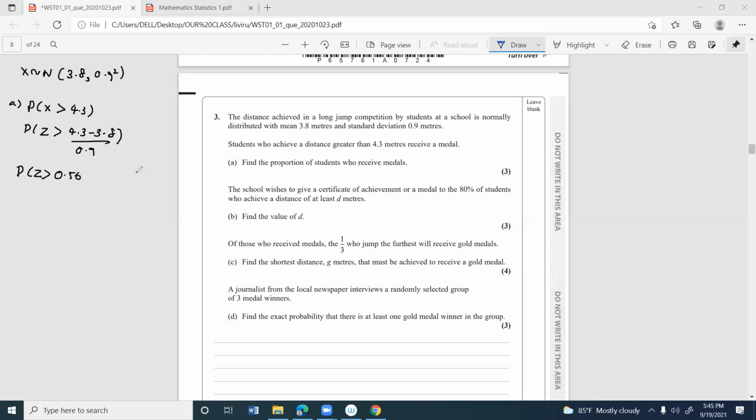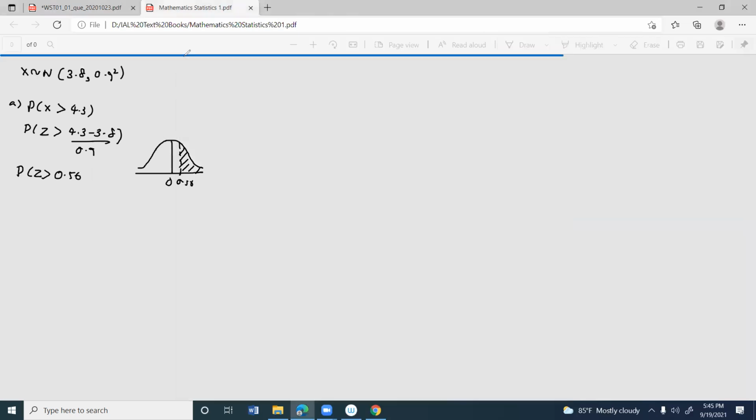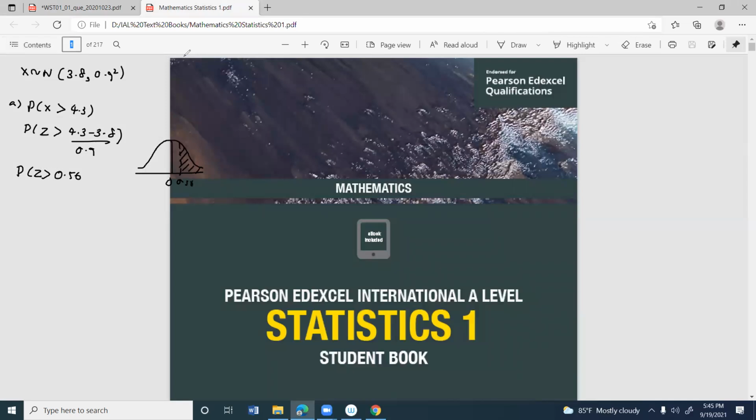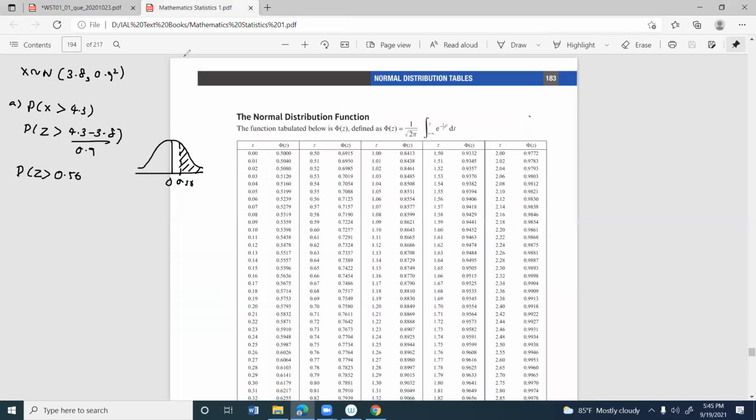That means if you look at the normal distribution table, 0.56 is the value over here. We are referring to this answer. If you read the value of 0.56 from this table, it gives you the lesser region. But what I need is the greater region. Therefore, I can find this value this way.